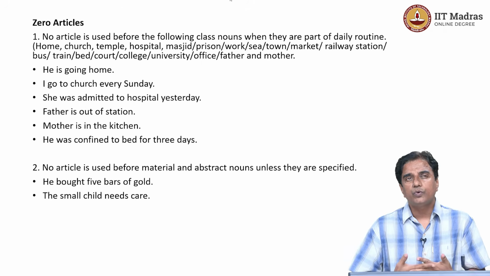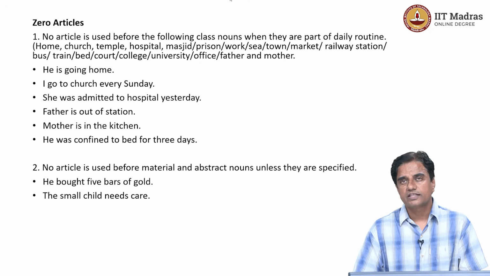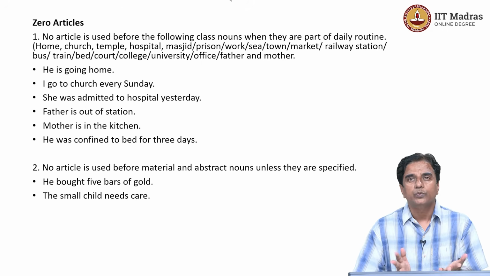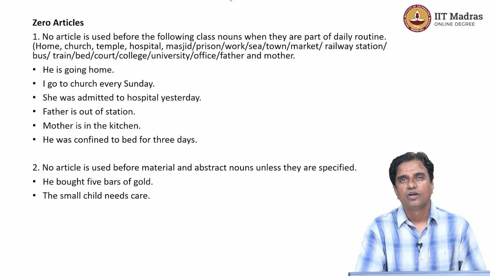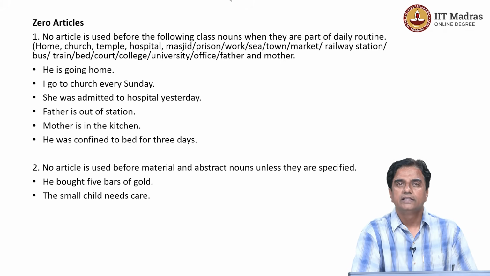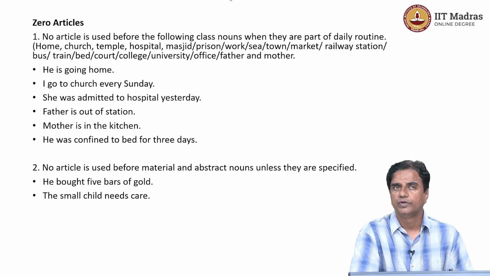So look at this. We don't use articles before the following class noun when they are part of a daily routine. So like home, church, temple, hospital, prison, work, sea, town, market, railway station. We have listed a lot of them: bus, train, bed, college, university, office, father or mother. These are part of our regular things, so we don't use articles in front of them. We don't say he is going a home. We don't say he is going to the home. We simply say he is going home.